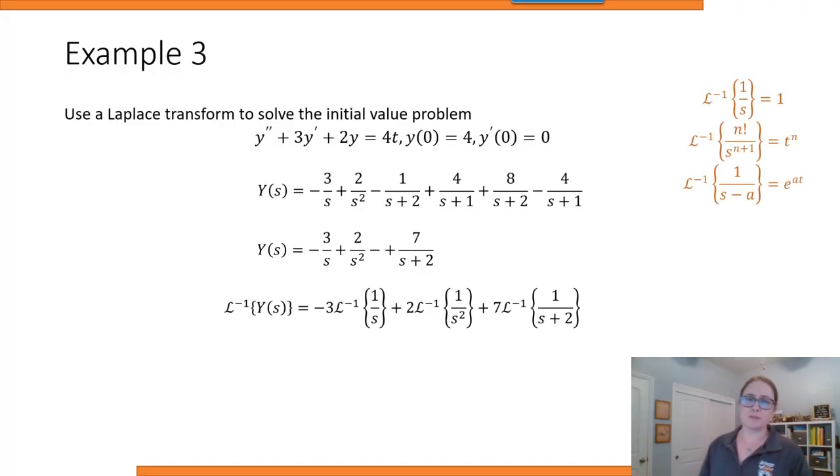And so the formulas that apply here, I've got 1 over s, and so that one's going to give me a 1. 1 over s squared, that's the n factorial over s to the n plus 1. And so here, that's going to be where n equals 1. And then the last one is going to be an e to the at. So I end up with -3 times 1 plus 2 times t plus 7 times e to the -2t, because a here in that formula was -2. And there is my solution to this differential equation.